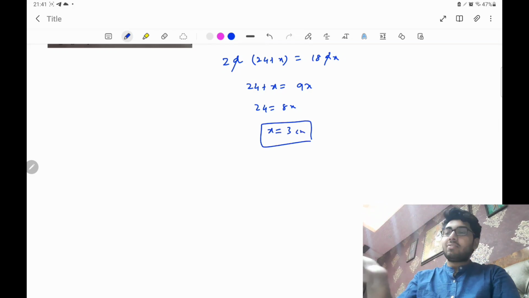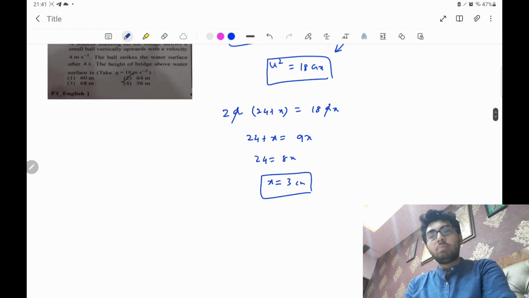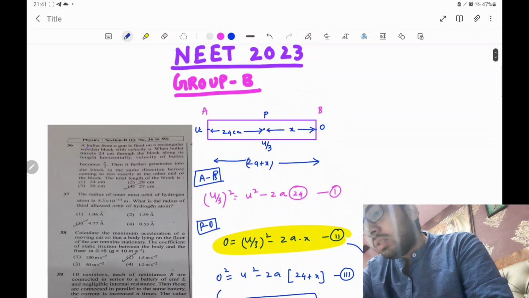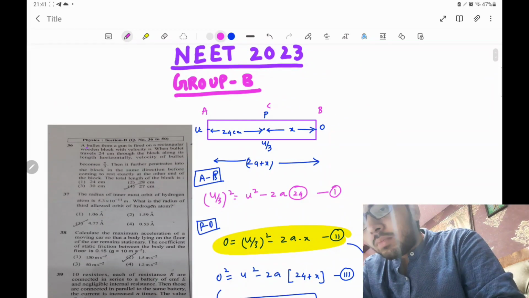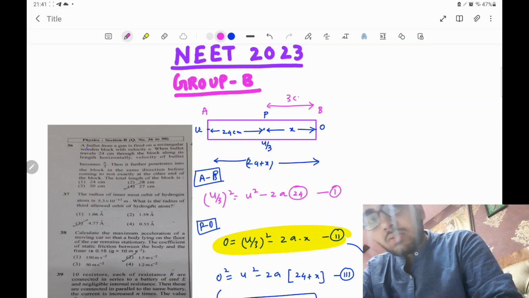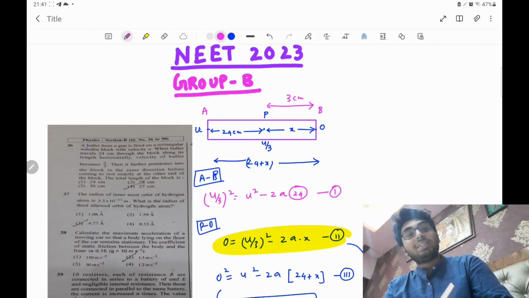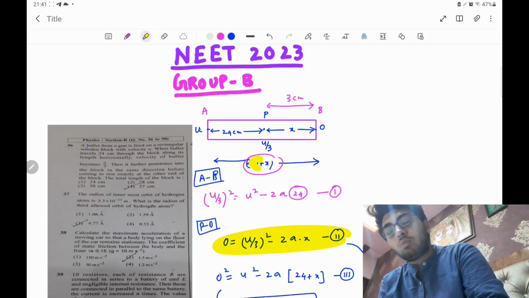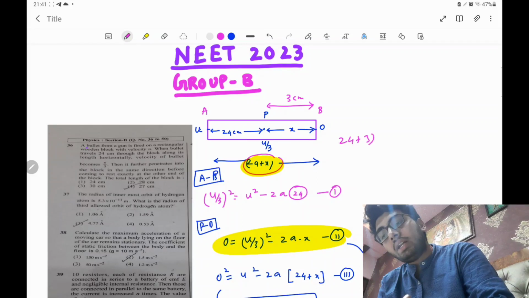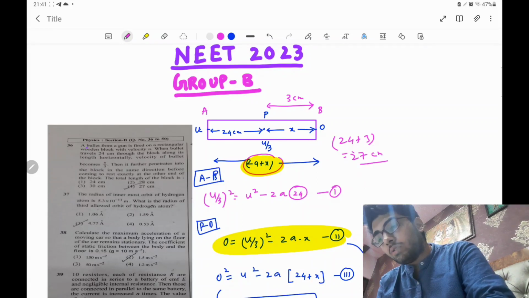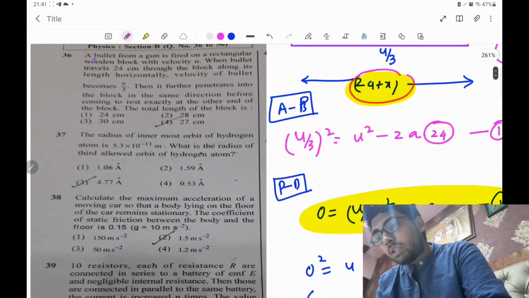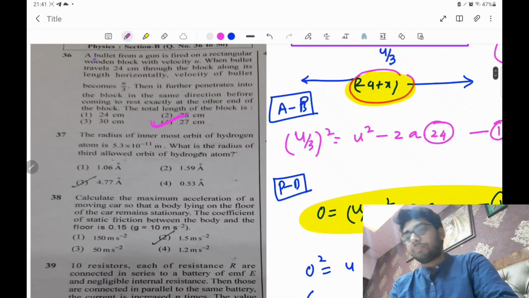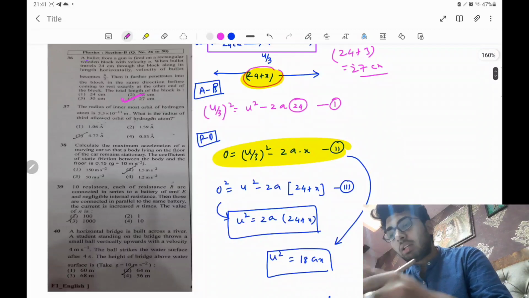So I have found out the length of x. This distance between P and B is 3 centimeter. You have been asked what is the total length of the wooden block. The total length of the wooden block was 24 plus x, so the total length finally comes out to be 27 centimeter. So your correct option is 27 centimeter. Clear? Okay, come to the next question.